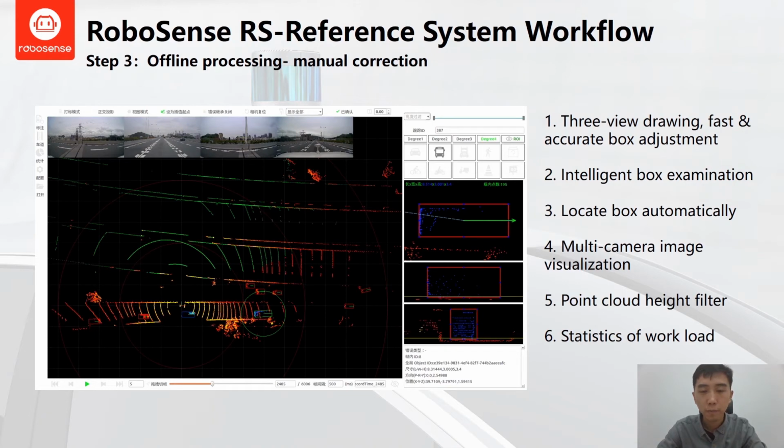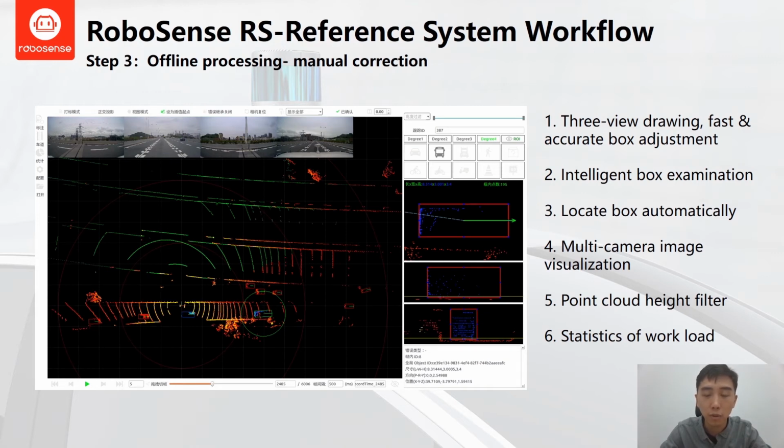Okay, so right now we have obtained the automatic generated ground truth data, but still actually no algorithm can provide 100% accurate result. So still right now the ground truth data is not perfect. There are still a very short portion of wrong results. So the next step here is the manual correction.